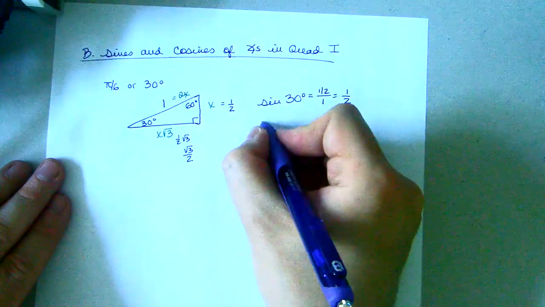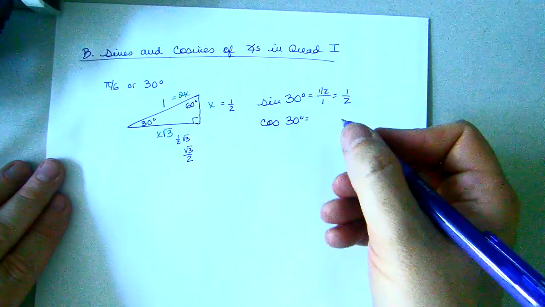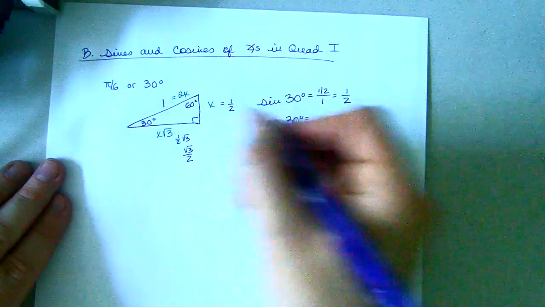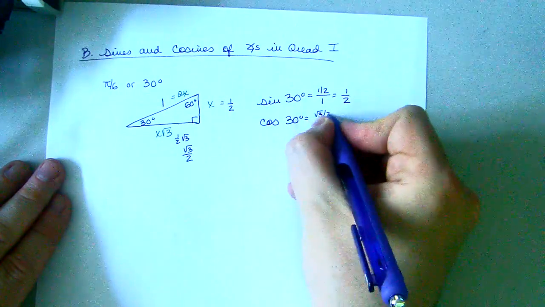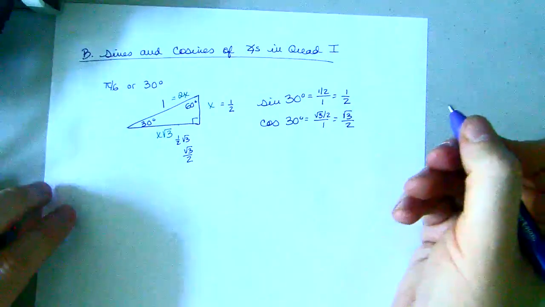Now, the sine of 30 degrees is the opposite over the hypotenuse, 1/2 over 1, or just 1/2. The cosine of 30 degrees, by the way, I probably should be using pi over 6, but it's all kind of the same deal. The cosine is the adjacent over the hypotenuse, so root 3 over 2 over 1, or root 3 over 2.